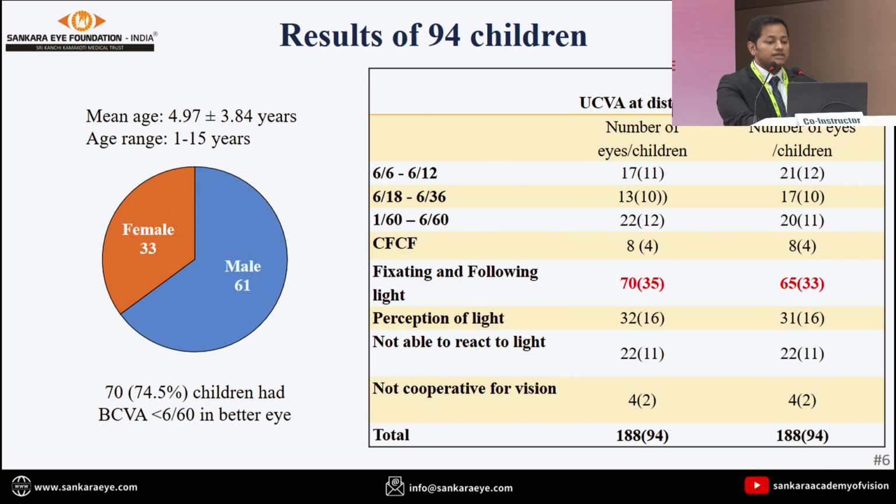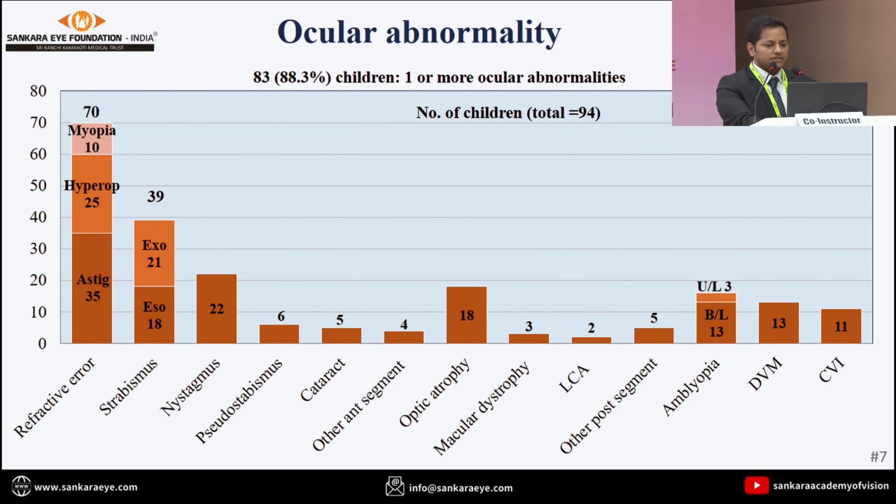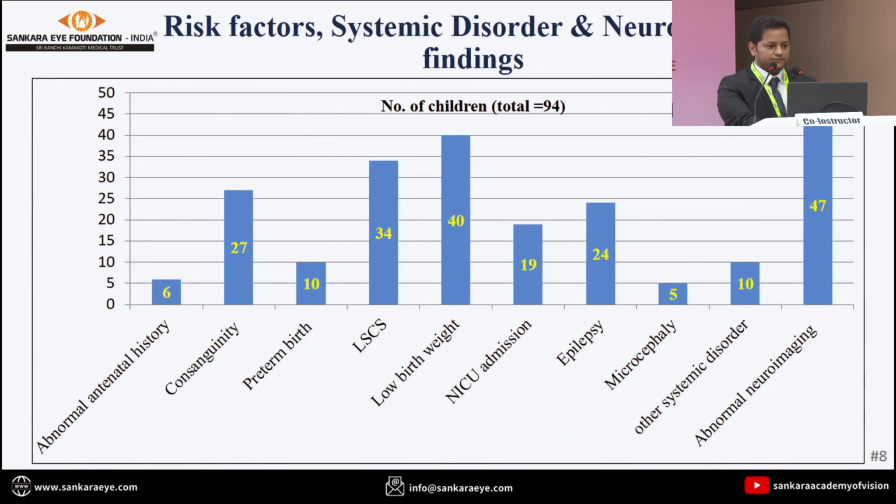Out of them, 74 children had BCVA less than 6/60 in the better eye, and we found fixating and following light was the commonest UCVA and BCVA in both the groups. 88% children had one or more ocular abnormalities. Out of them, most common was refractive error in 70 children, followed by strabismus in 39. Optic atrophy was the commonest posterior segment finding, and delayed visual maturation and cortical visual impairment were seen in 13 and 11 children respectively. Low birth weight was the commonest risk factor, and epilepsy was the commonest systemic disorder in our study, and we found abnormal neuroimaging in 47 children.